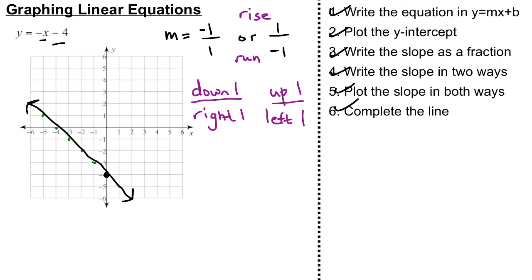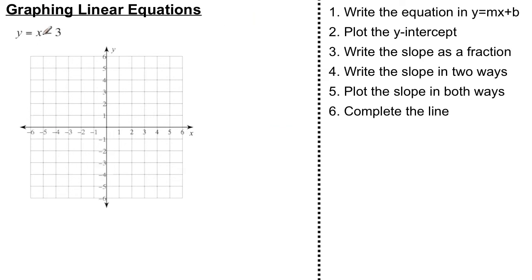Okay, a couple more for you here. Now on this one we have x minus 3. So it's in y equals mx plus b. Plot the y-intercept, or negative 3, to start. Okay. Now write the slope as a fraction. In this situation we have 1x, so we write that as 1 over 1. Okay, so the slope is 1 over 1, or it's negative 1 over negative 1, right?